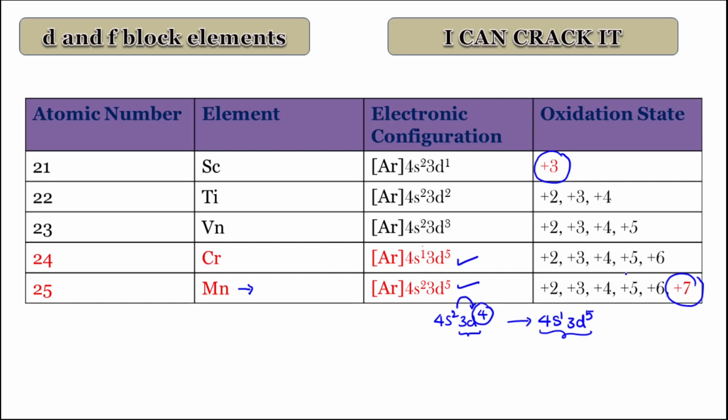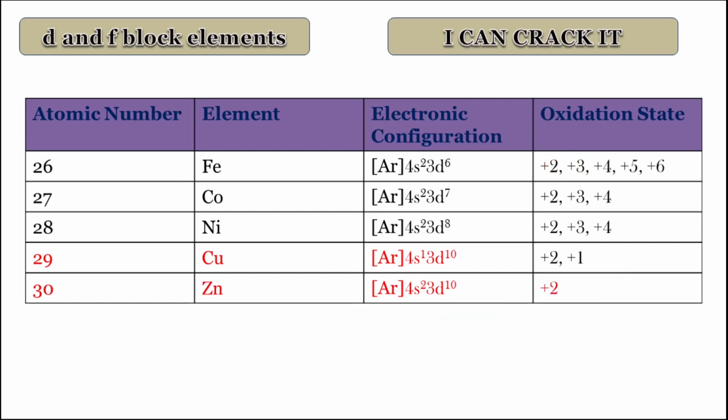Now, here you can see the next 5 elements: iron, cobalt, nickel, copper, zinc. Again, copper shows an exceptional electronic configuration of 4s1 3d10. Actually, it could have been 4s2 3d9, but s loses one electron to d and it becomes 4s1 3d10. And here you can see zinc shows electronic configuration of 4s2 3d10 and its common oxidation state is +2. It shows only one oxidation state, that is +2.